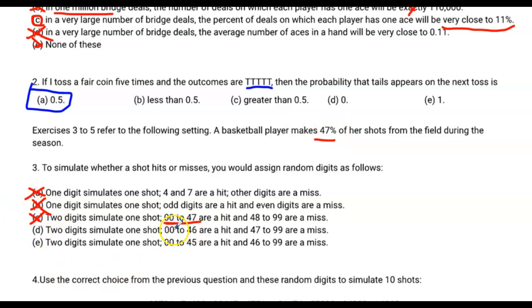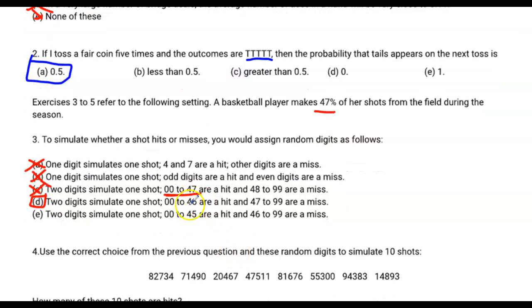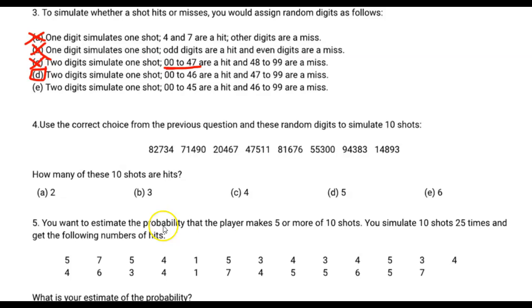00 to 46, that is 47 different numbers. And 47 to 99, that's 53 numbers. Count it out. This one is the correct answer. And this one is just representing 00 to 45. That's 46 possibilities, and we're looking for 47%. That's what we're looking for.